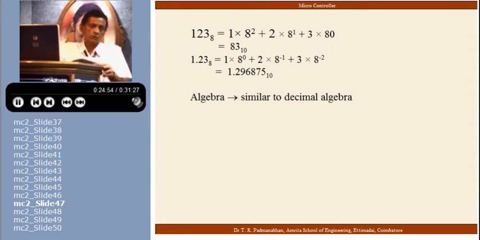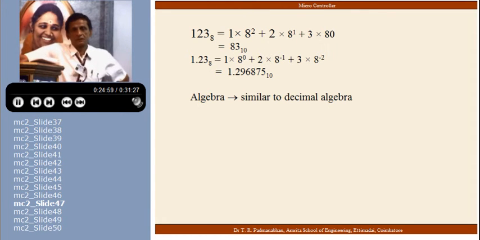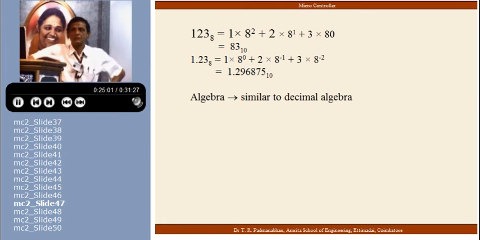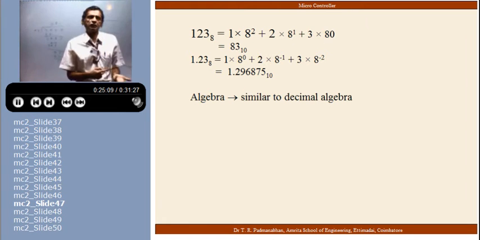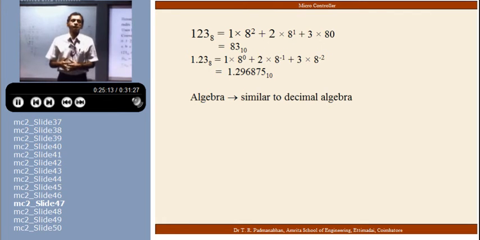Just like octal system, you have got a hexadecimal number system. In the hexadecimal number system, you use 16 individual digits. You see here, I can have binary system, ternary system, etc. But we talk of binary system, octal system, hexadecimal system.